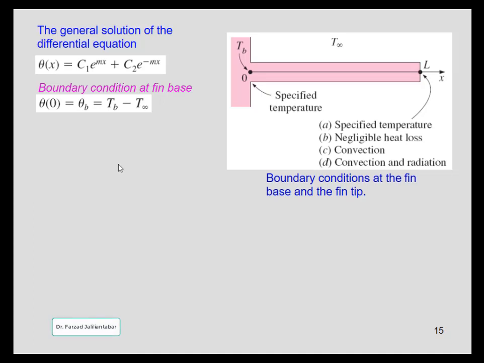Let's see what the other boundary conditions are, which can be in different conditions. The other boundary condition is related to the end or tip of the fin, which can have a specified temperature, negligible heat loss, convection, or convection and radiation. So let's start with the first boundary condition.